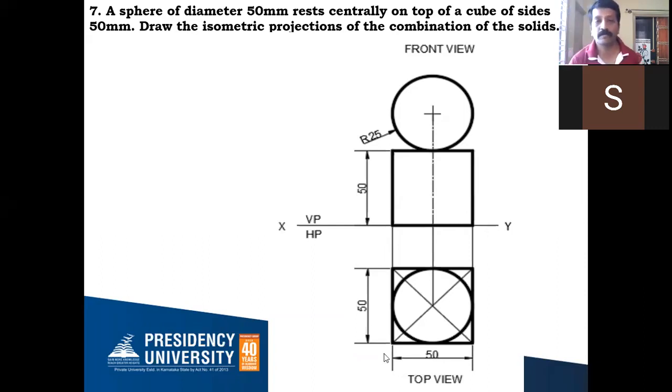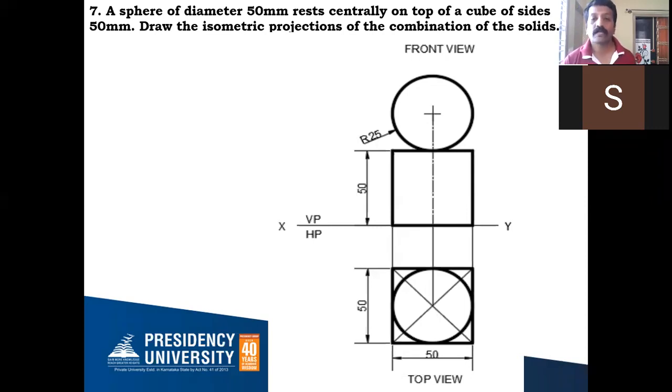First you draw the xy line. Below that you draw a square, because the cube will look like a square in the top view. You draw a square of 50 millimeter, like this. And then, your sphere will look like a circle, right? And the center of your sphere and the center of your cube are the same. That means they are coaxial. So to take the center of your cube, draw the diagonals, light diagonals you can draw. So this is the center of your cube, the axis.